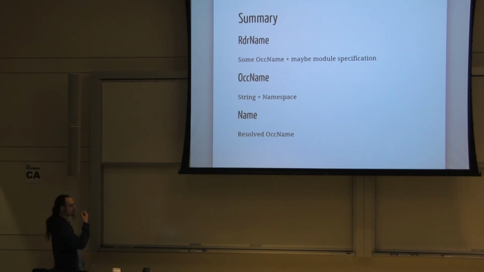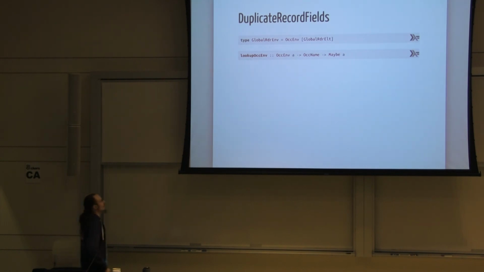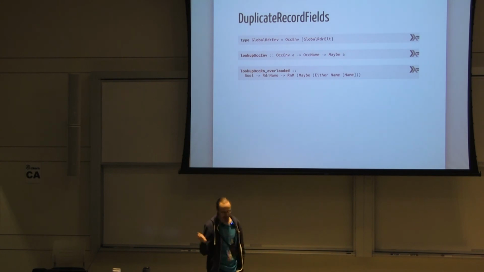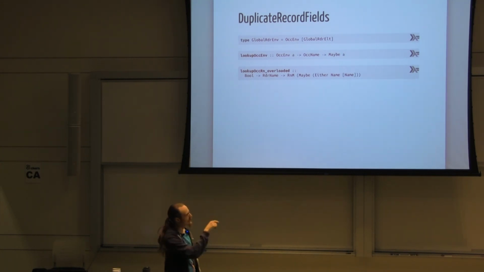Okay, so let's go back to duplicate record fields. So how does this work? Well, not this way naturally, because you don't have the option to actually return more than one name. Duplicate record fields means that you have multiple things with the same occurrence name in scope. So there's a different one, which is lookup for overloaded things. The type signature here is you can actually pass in a Boolean to see if overloaded is active or not. It's doing it in there instead of outside. You pass in a RdrName which you want to look up.